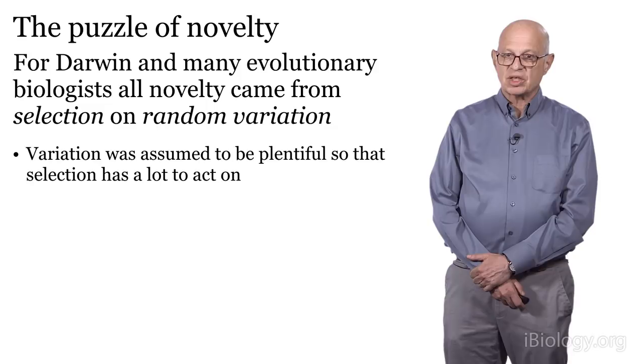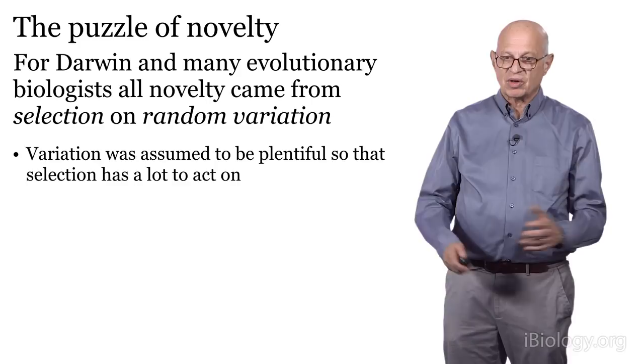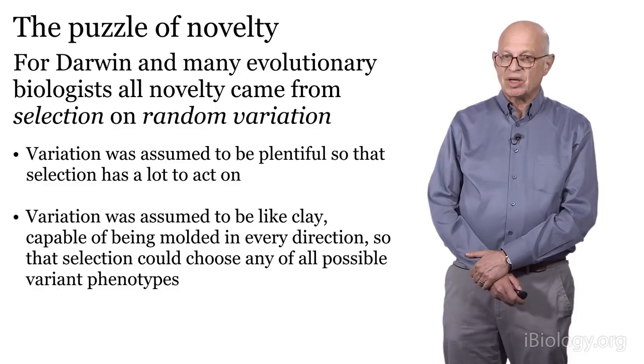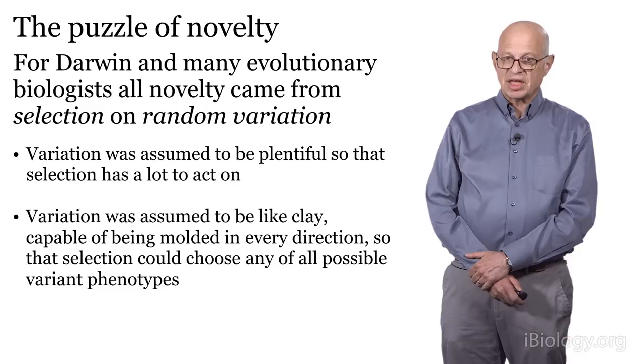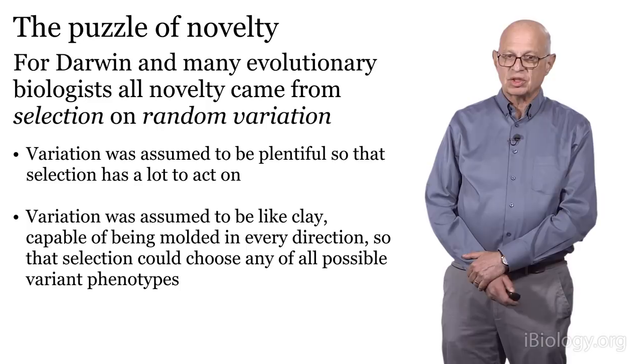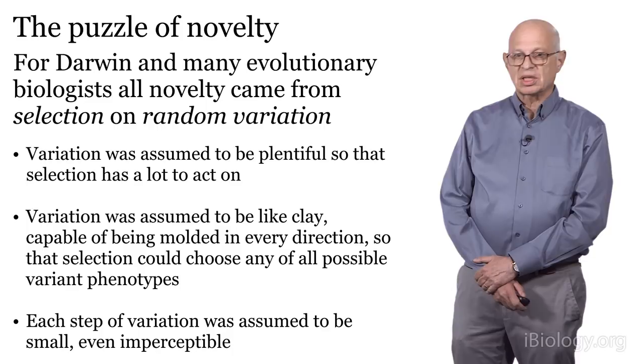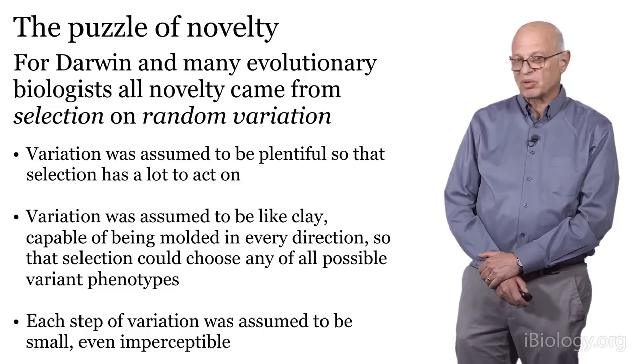He assumed that variation was plentiful, so that selection had a lot to act on. So all these various forms that we see are a result of selection going in many, many different directions. He believed that variation was like clay, capable of being molded in every direction, so that selection could choose any of all possible variant phenotypes. And he also believed that each step of variation was small, even imperceptible. Now, those were his assumptions; he didn't really have evidence to support them, except this he felt was necessary for the very theory to be successful.